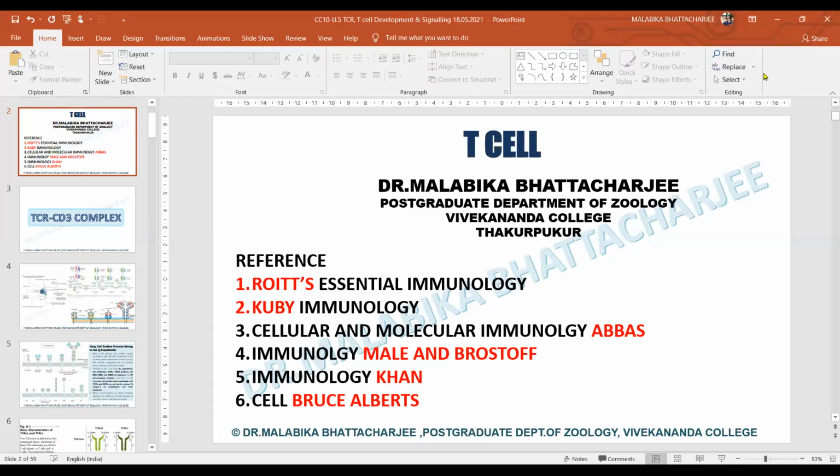So today we'll be starting the next part of your syllabus, that is TCR, CD3 complex and T cell development. For the first part, today we'll be doing the T cell receptor and the CD3 complex and the signaling part. So let's look into the T cell.